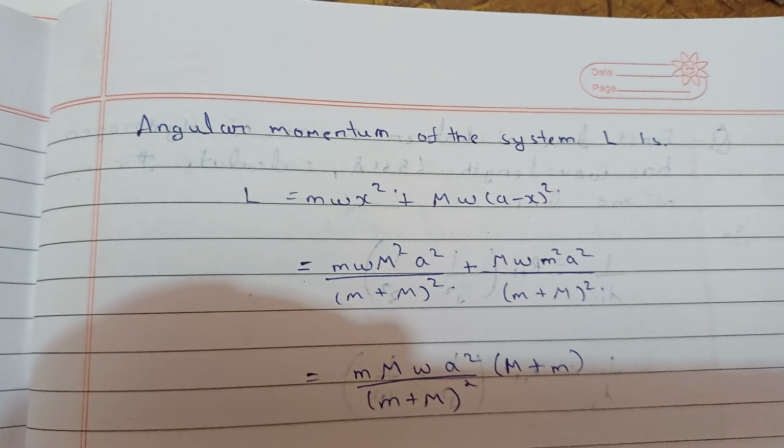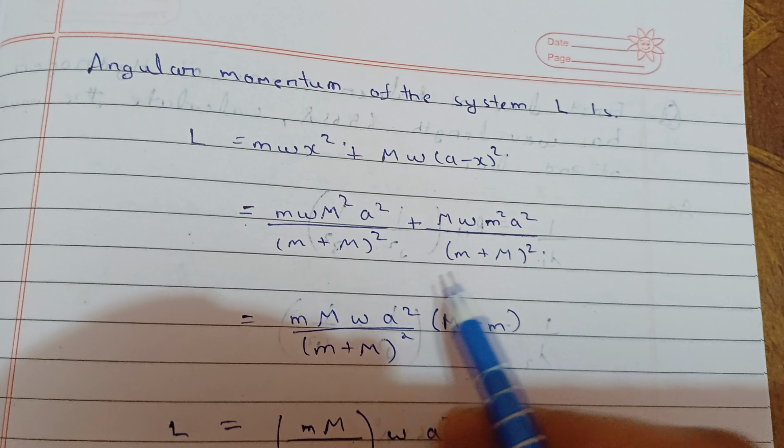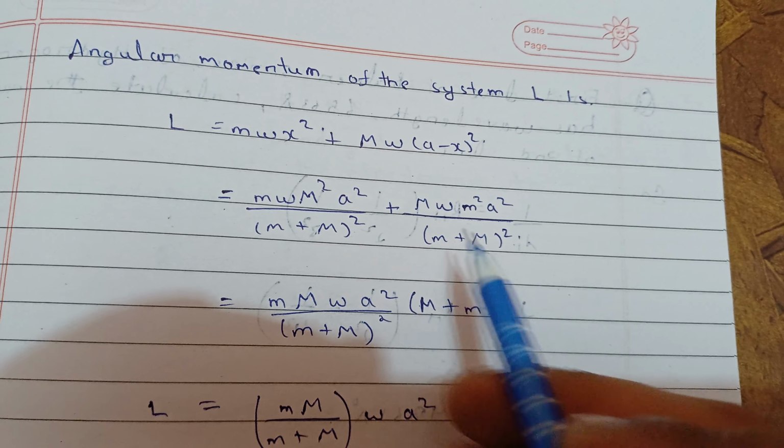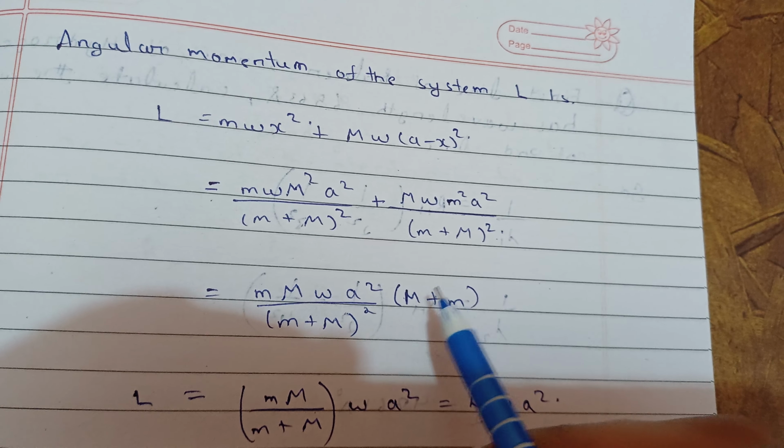Now we will substitute the values of x and a minus x, which we already found. After substituting, we can take some common factors out. This will be small m, capital M, omega a squared, over m plus M squared, times m plus M.